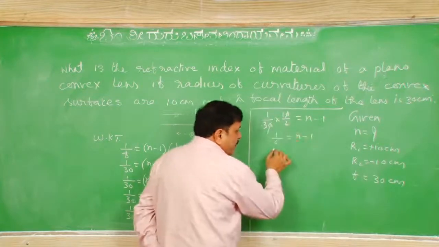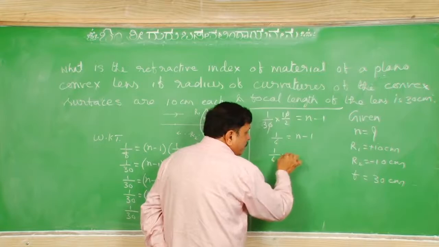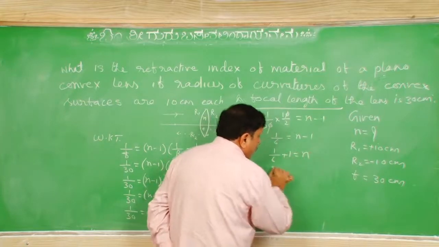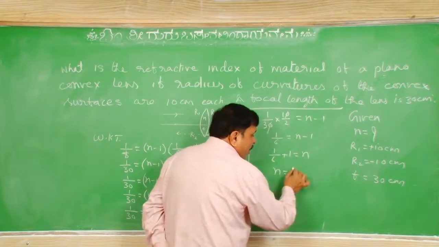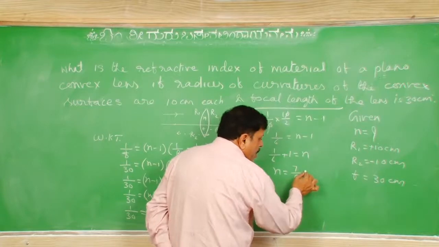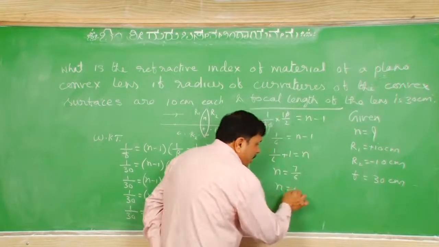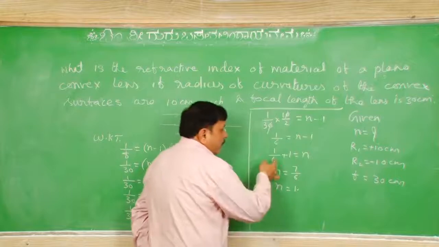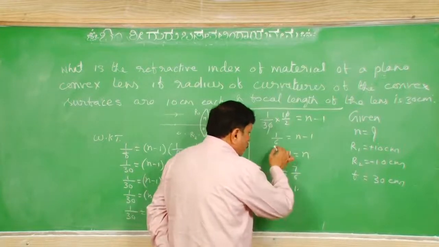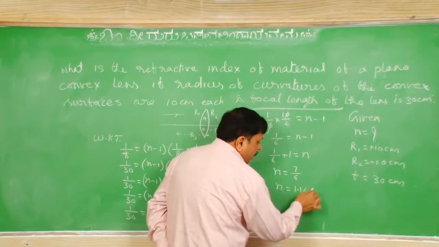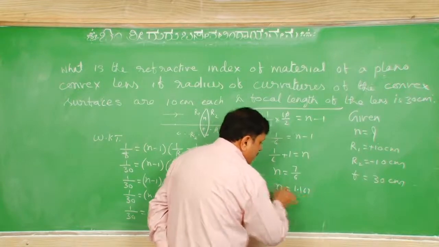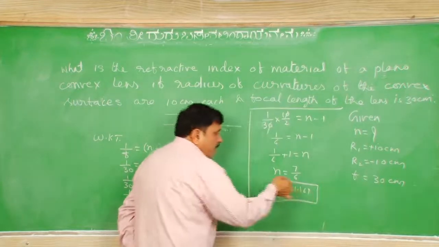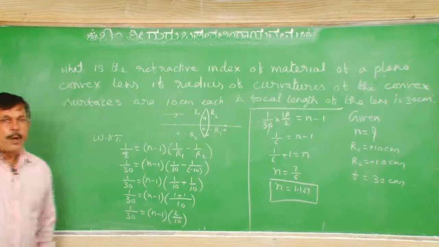If we transfer that 1 here, we get 1 by 6 plus 1 equal to n. So n will be equal to 7 by 6, or n equal to 1.167. So this will be the answer here, 1.167.